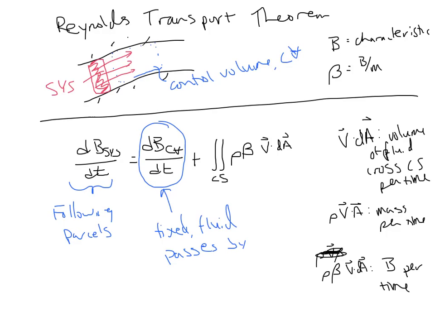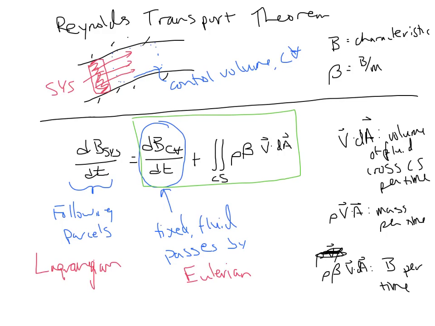The reference frame following the parcels is the Lagrangian frame. The reference frame that the fluid is passing through would be known as an Eulerian frame. It's the Eulerian frame that we want to be able to use in our analysis, but our conservation laws are written in the Lagrangian frame, and so the Reynolds transport theorem allows us to connect one to the other.